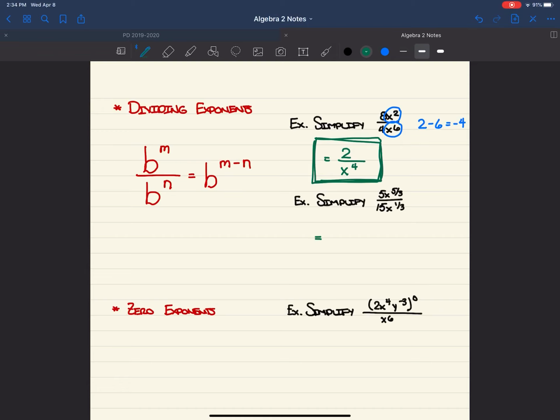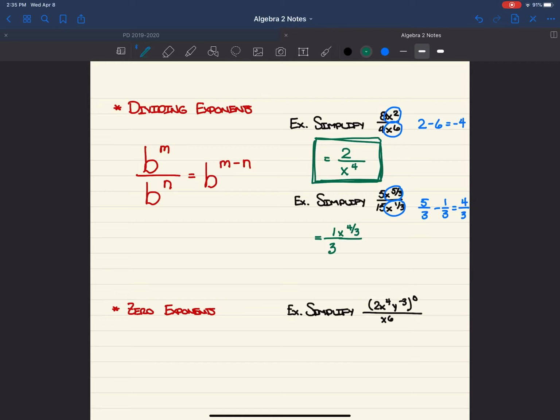If we simplify that fraction, a number that divides both 5 and 15 would be 5, and that would leave us here with 1/3. If now we look at our variables, our exponents, we have x to the 5/3 over x to the 1/3. So if we take 5/3 minus 1/3, since we have common denominators, we can subtract and say, okay, that's x to the 4/3. Since that's a positive number, my x to the 4/3 is going to go in the numerator.